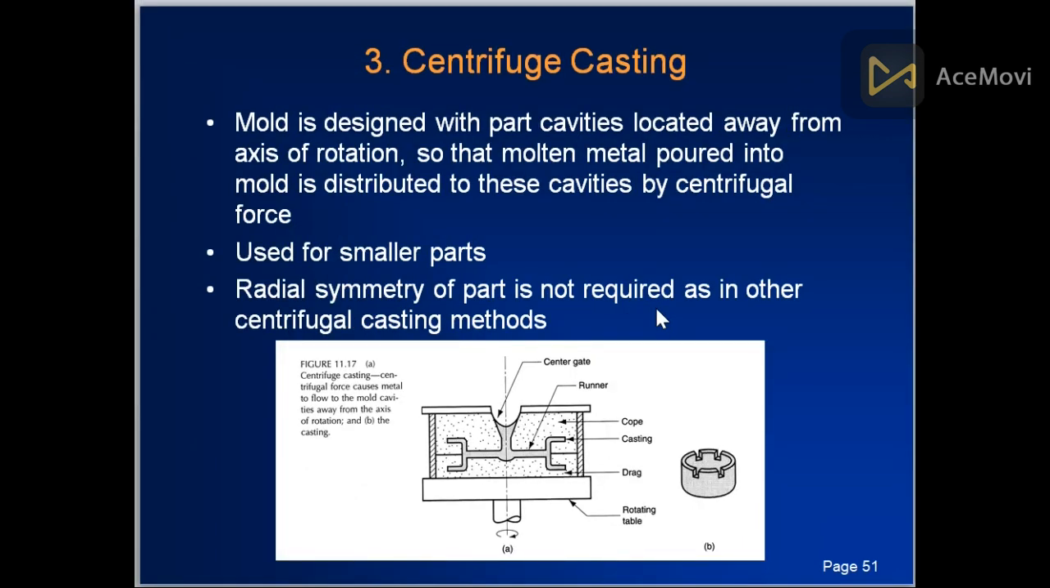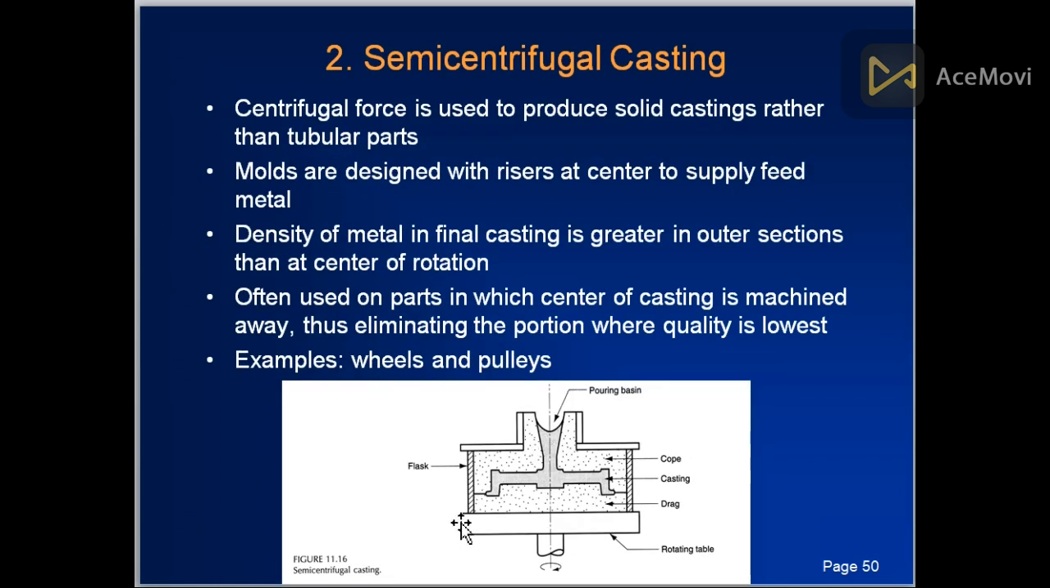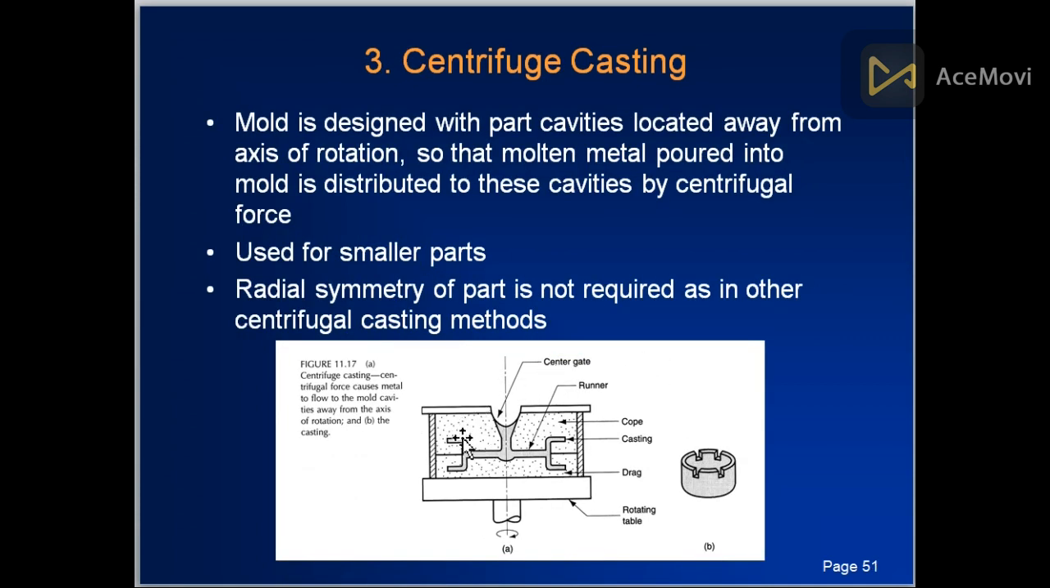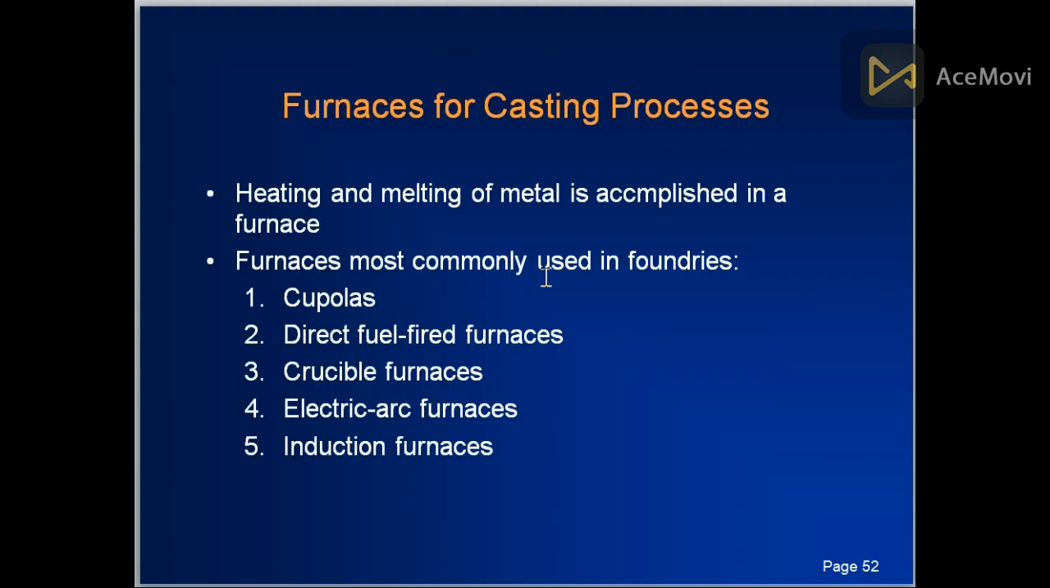Centrifuge casting: the mold is designed with part cavities located away from the axis of rotation, so that molten metal poured into the mold is distributed to these cavities by centrifugal force. Used for smaller parts, radial symmetry of the part is not required as in other centrifugal casting methods. Basically, in the above case, this is the same part on both sides, but in this case, these two are separate parts of the same symmetry. Furnaces for casting process: heating and melting of metal is accomplished in a furnace.